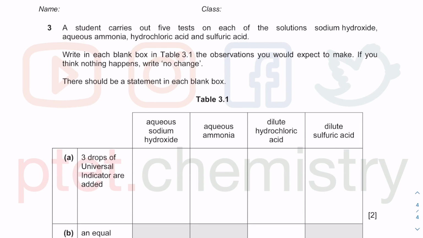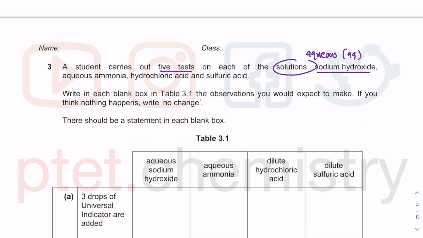In these next questions, we have 5 different tests, and we are testing on the solution sodium hydroxide. These are solutions. Solution means aqueous, dissolved in water. So you have NaOH, aqueous, so it's a soluble solution. Ammonia, NH3, vocabulary from year 9. Sulfuric acid, H2SO4, another vocabulary. Same with hydrochloric acid, HCl. These are from year 10, the acids, bases, and salts topic.